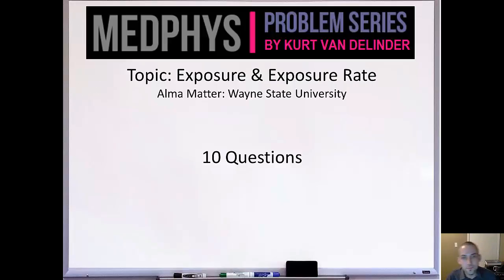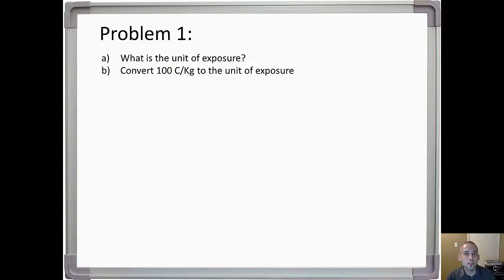Okay, so let's begin. So problem one. Start off with easy problems, work our way into more difficult. What is the unit of exposure? I've covered this in my other lectures. It is the Roentgen. Convert 100 coulombs per kilogram to the unit of exposure.